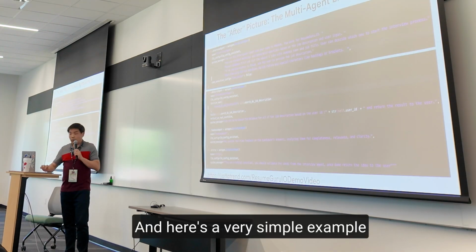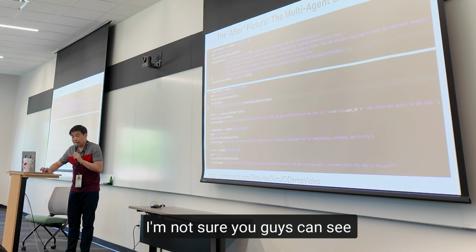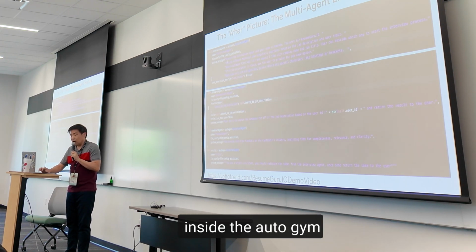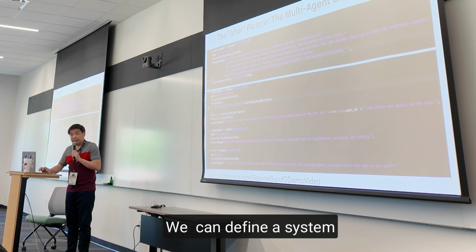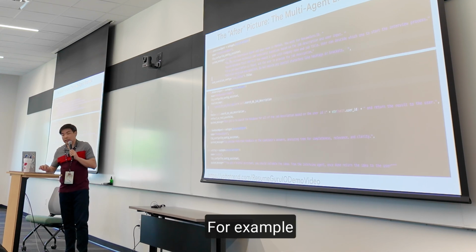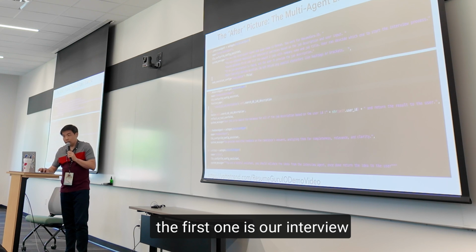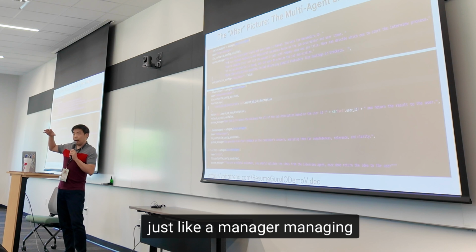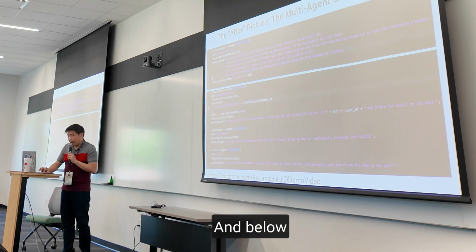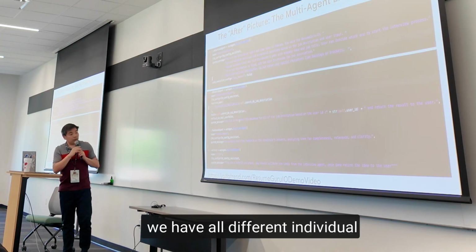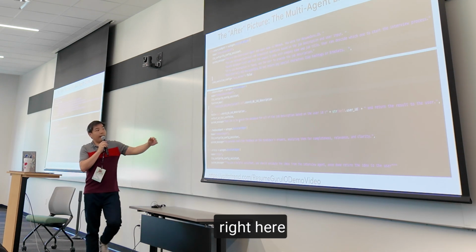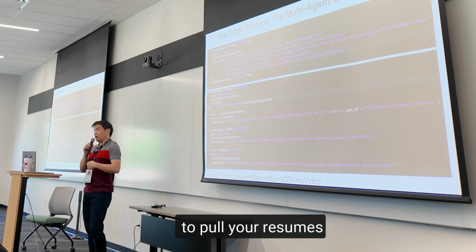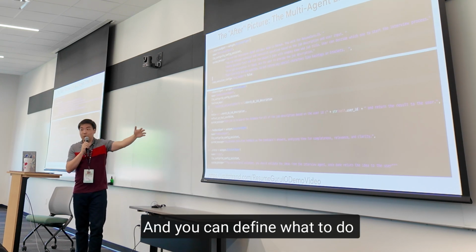And here's a very simple example. I'm not sure you guys can see it. So inside the AutoGen group chat, we can define a system prompt for different agents. For example, the first one is our interview agent, which is the orchestration agent at the top, just like a manager managing the entire group conversation. And below, we have all the different individual agents. For example, right here, I have a function agent that calls the database to pull your resumes. And you can define what to do right here.